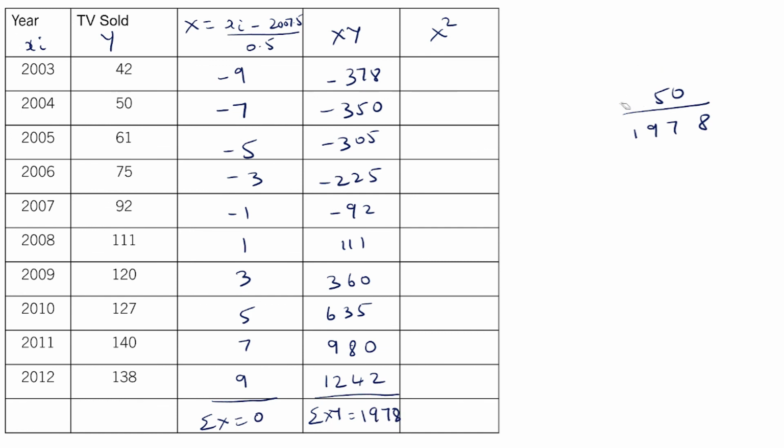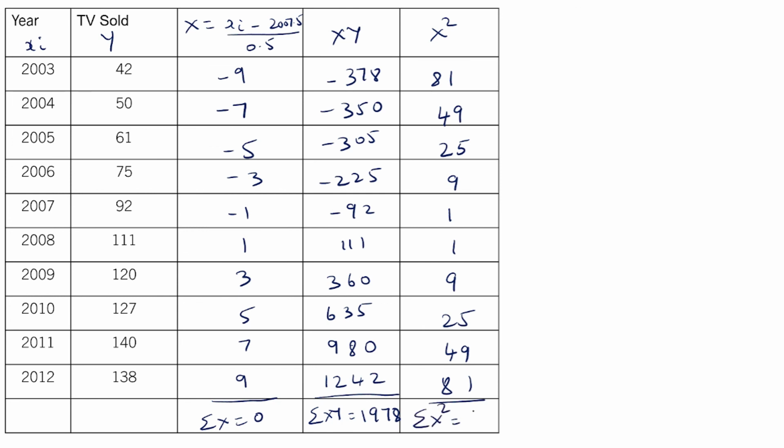And now we can find x square. First we have minus 9 the whole square, 81, minus 7 the whole square, 49, minus 5 the whole square, 25, minus 3 the whole square, 9, minus 1 the whole square, 1, then 1, 9, 25, 49 and 81. When we add all these, we get summation x square as 330. And now we have to find summation y. When we add all these we get 956.